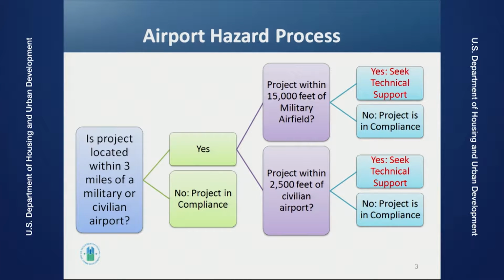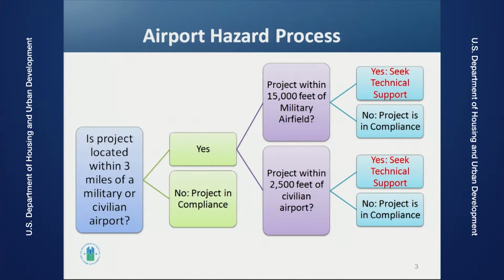This is a flow chart, again, to try to help you understand the process. I kind of put in the 3 miles because sometimes when you're really far away from an airport, you don't really have to go into whether or not you're 15,000 or 2,500 feet away from an airport. So the first thing we're going to look at is really whether or not you're within 3 miles of a military airfield or civilian airport. If you're not, then your project is in compliance.